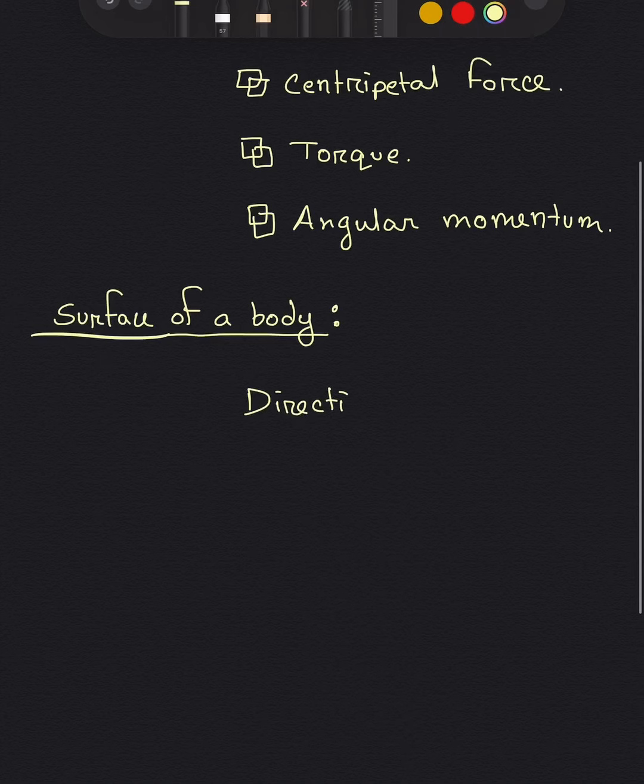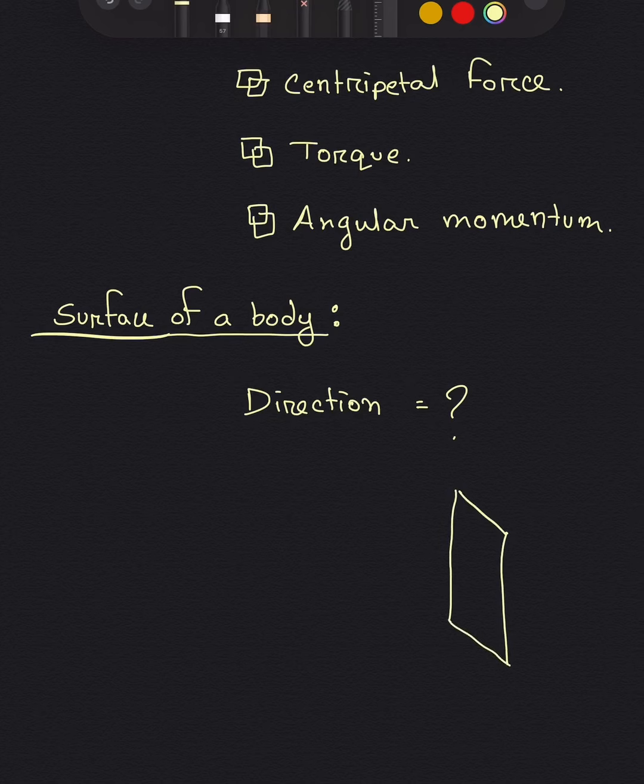Direction of surface. See, you are looking at my screen. I am writing on the screen and you are looking at your screen. Take your screen as a surface. Now what do you see? You see the surface of the screen is looking at you. For this reason you can see the screen, otherwise you couldn't have seen the screen. So we can say the direction of the surface is towards you. Or if the surface is taken like this, then the direction of this surface is towards this point.